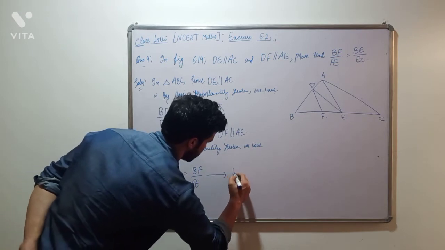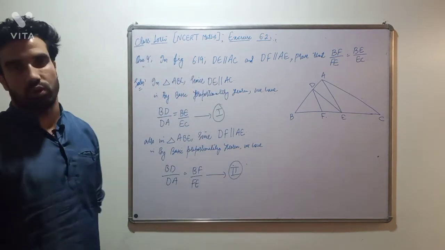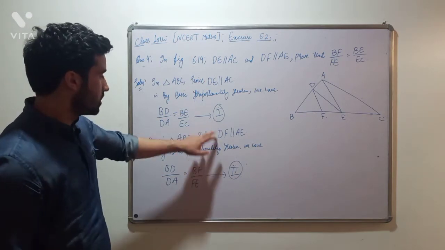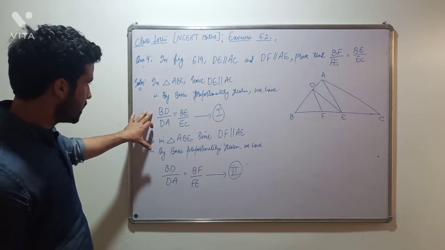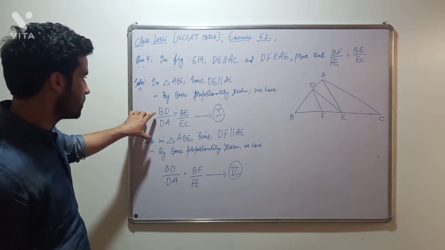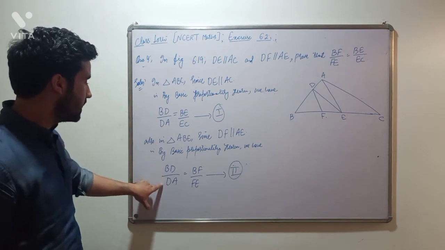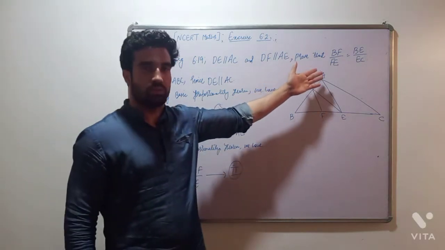Let this be, for example, second. Now try to have a look over first and second. This is our first and this is second. Is there anything common? Yes, there is. देखिए लेफ्ट हैंड साइड जो हमारे पास यहाँ पर है फॉर इक्वेशन फर्स्ट एंड सेकंड, दैट इज कंप्लीटली सेम. This is BD by DA, this is BD by DA. This means we can compare first and second and we will get our required result.